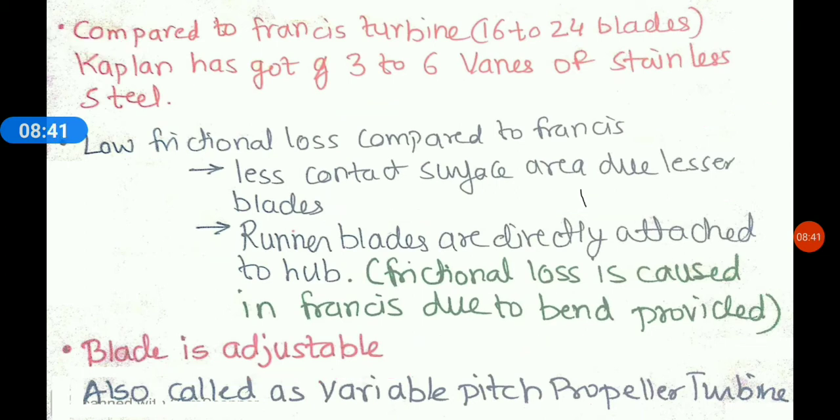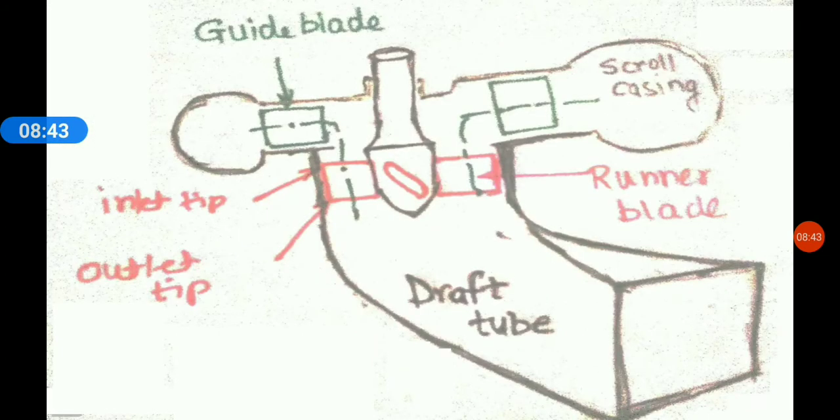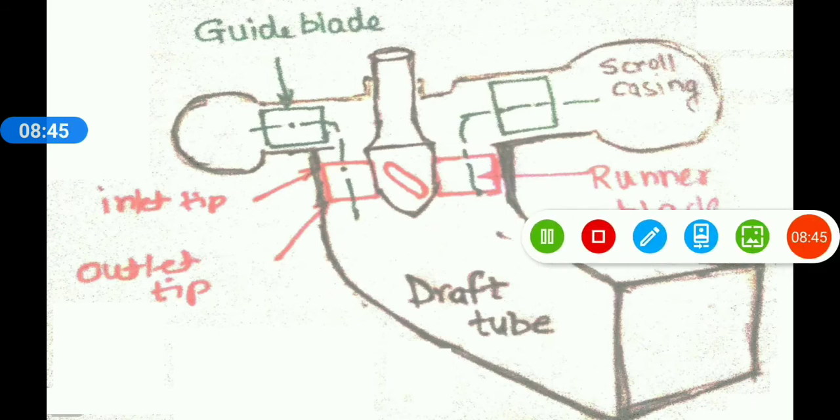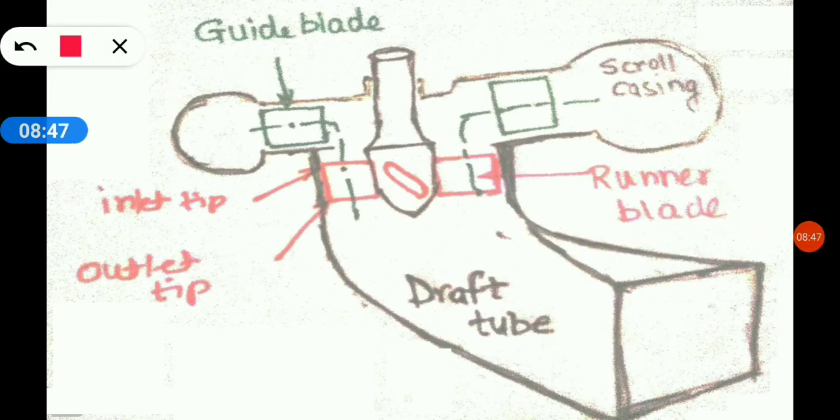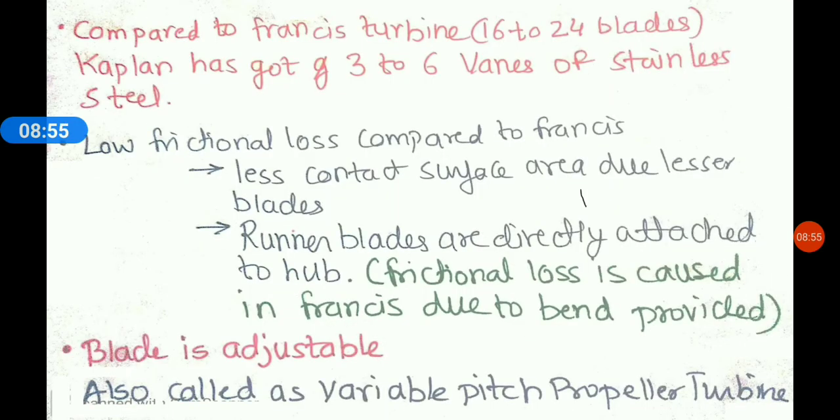Now what is meant by adjustable blades? These blades can be swiveled. You can change the blade angle, you can turn it. Fine. You can turn this blade angle. Fine. So you can adjust the position of blade, and thereby you can keep the efficiency constant even if the load changes.